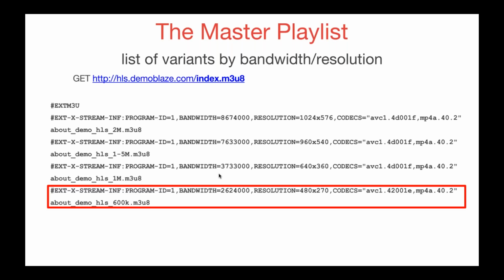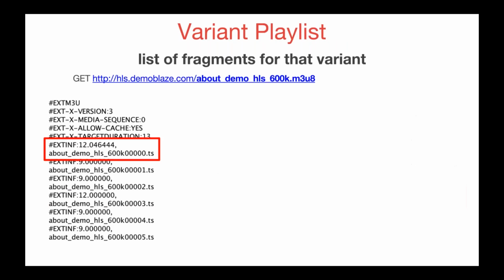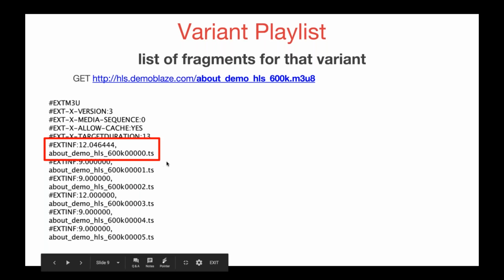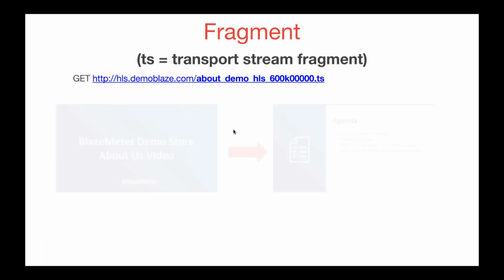So the client says, oh, I need to go fetch this demo HLS 600K M3U8. It does that. That's this file. So another human readable text file, right? Still nothing terribly tricky here. In this case, we get a list and a little bit of information about the stream. We know that the target duration is 13 seconds. Sorry, I kind of covered it up there, but these are targeting 13 seconds per segment. And then you can see the segments are in serial order, right? So we know that the first segment is this one here. So then we would go get that segment.